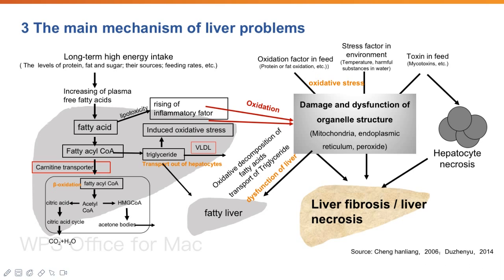We know that high nutritional level of protein and lipid and overfeeding often result in the high energy intake for aqua, and long-term high energy intake can lead to an increase in plasma free fat acid in aqua, and this free fat acid enters the liver through blood circulation. There are two main metabolic pathways of the entered fat acid.